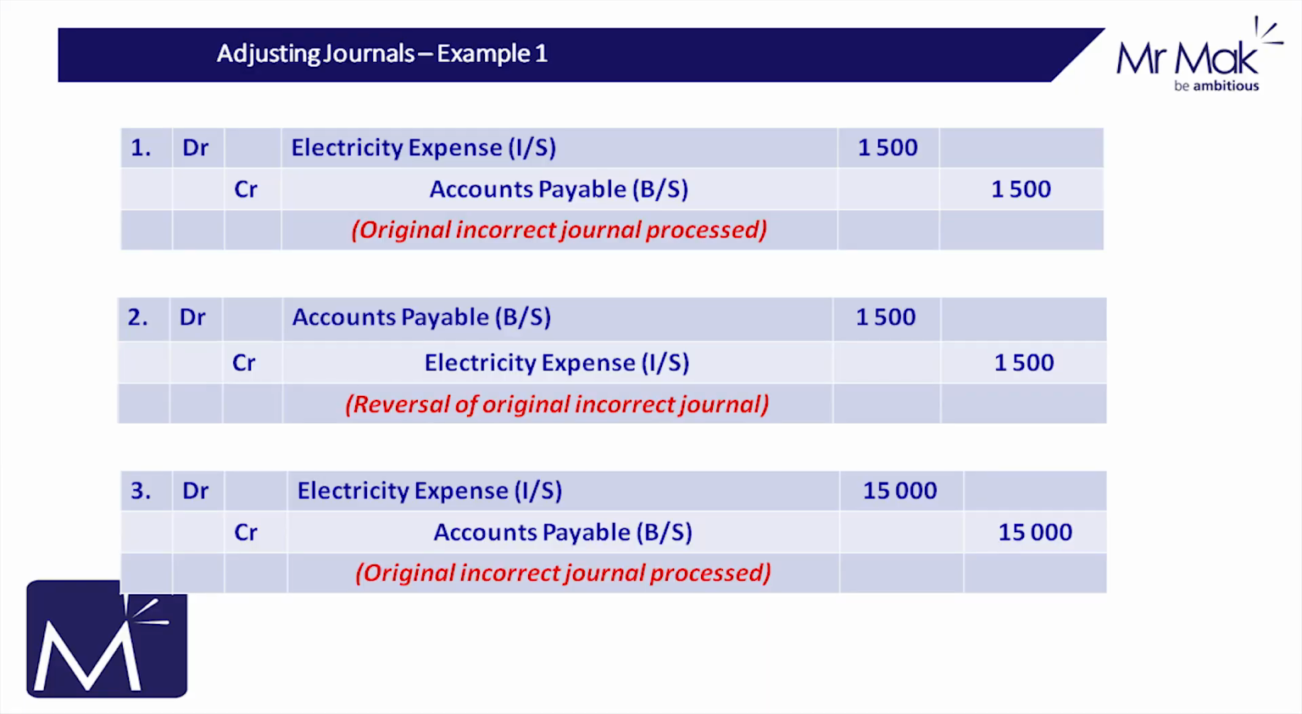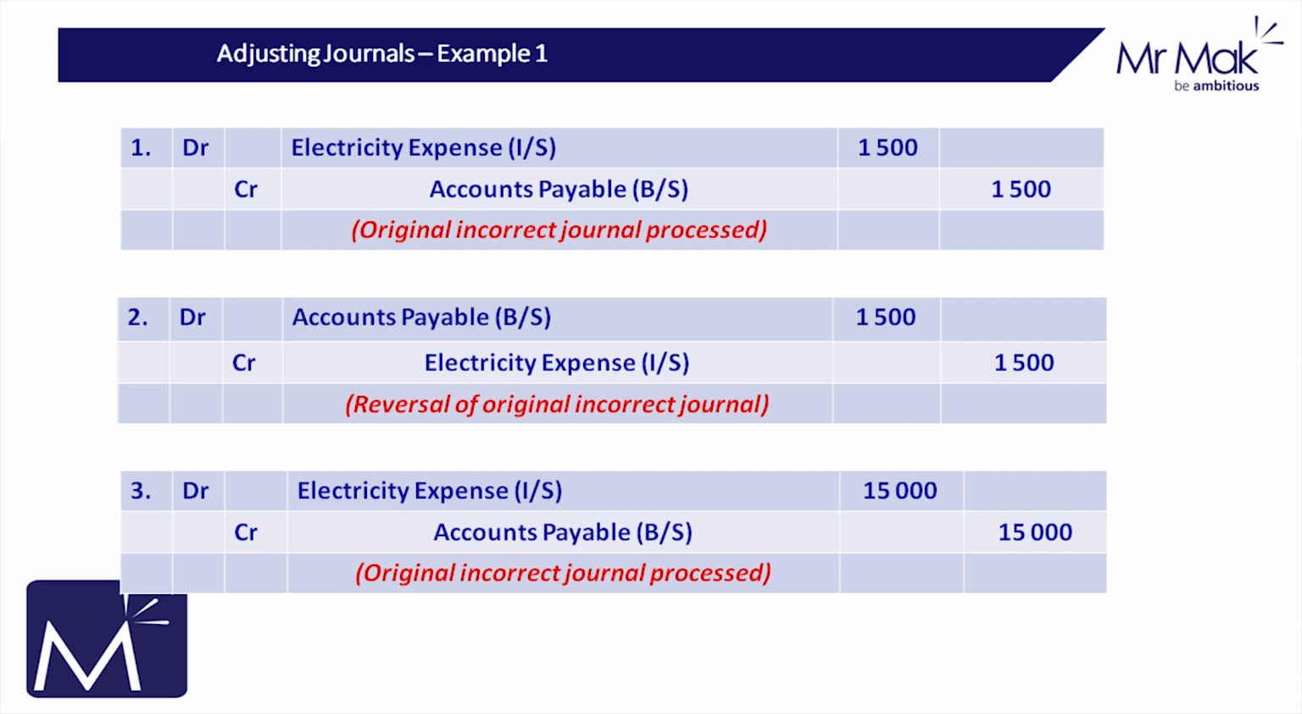Original entries erroneously posted by Lungile were a debit to the electricity expense of 1,500 and a credit to the accounts payable of 1,500. So as we said, first step, reverse the original entries that were wrong. So we're going to debit the accounts payable, 1,500, and we're going to credit the electricity expense, 1,500. That reverses the wrong entries, and it is a process where we are now at ground zero. The trial balance is not incorrect, but it doesn't reflect the transaction that should have been captured.